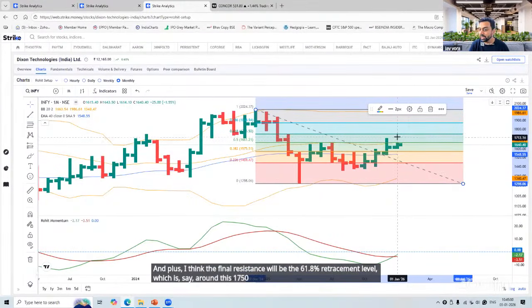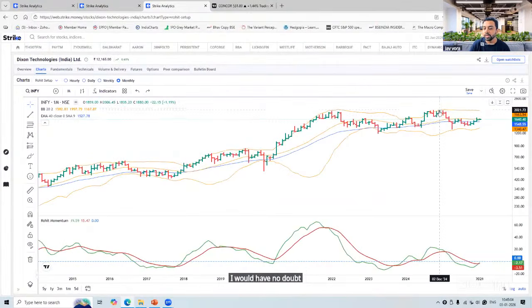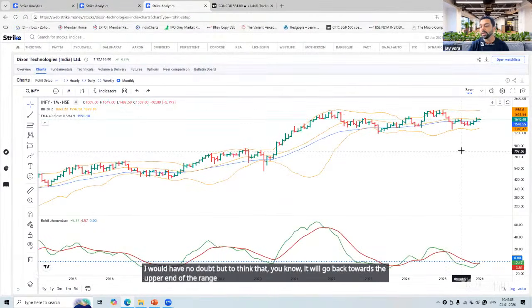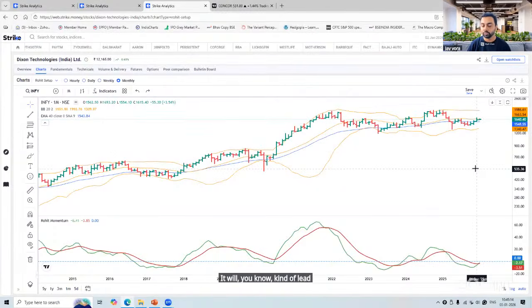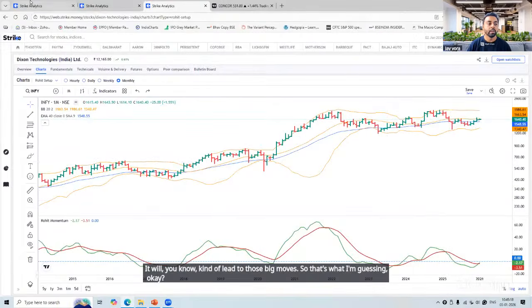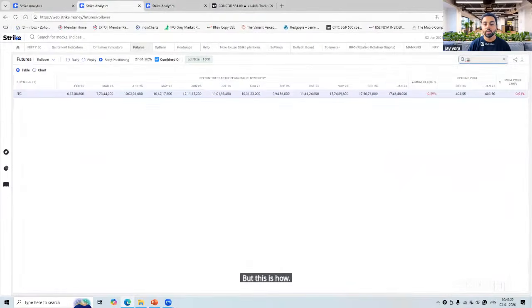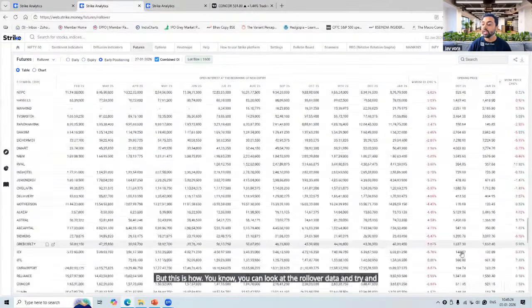Once 1750 breaks on the upside, I would have no doubt but to think that it will go back towards the upper end of the range or even higher. And depending on how the shorts are positioned at that point of time, it will lead to those big moves. So that's what I'm guessing. But this is how you can look at the rollover data and try to understand what is happening.